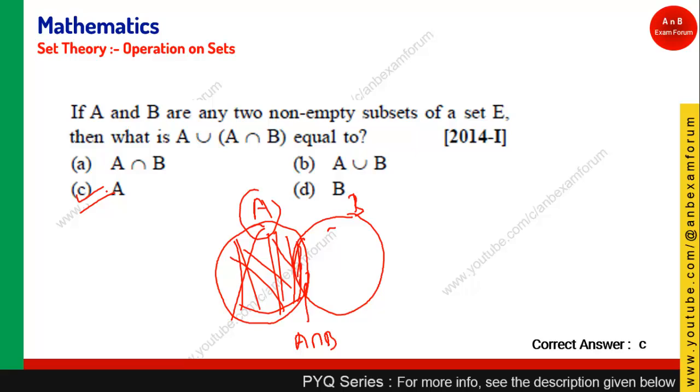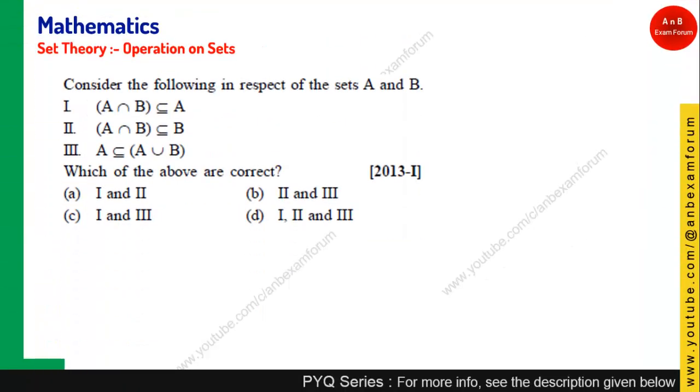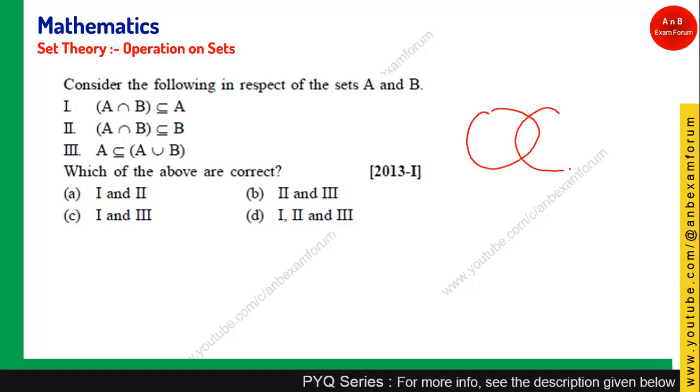Okay, quickly moving to the next question. So let's see one by one. Again, it is related to intersection, so better to make a diagram so that you can get a clear understanding. We have two sets A and B, and this represents A intersection B. So A intersection B is a subset, or you can say proper subset, of A. Yes, this is correct. So option 1 is correct.